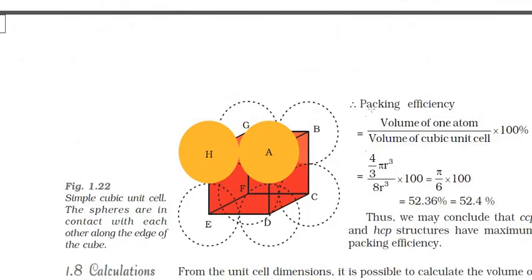Actually, they are talking about the packing efficiency, and you have derived this equation previously. Volume of one atom divided by volume of the cubic unit cell, that is 4/3 πr³ upon 8r³ into 100, that comes to π/6. Okay, now they are asking just a fraction.